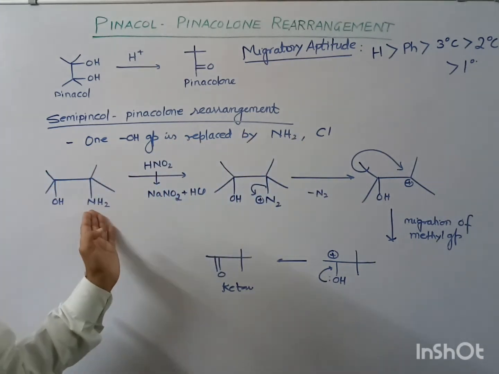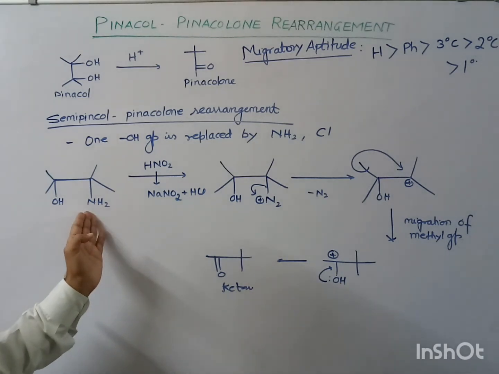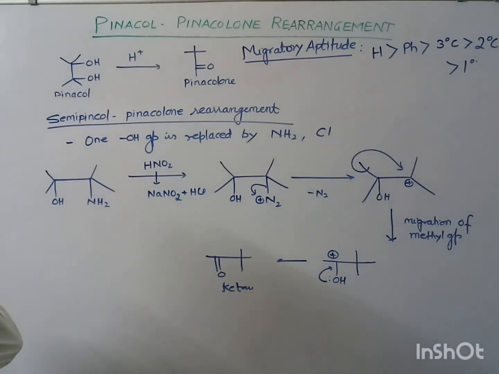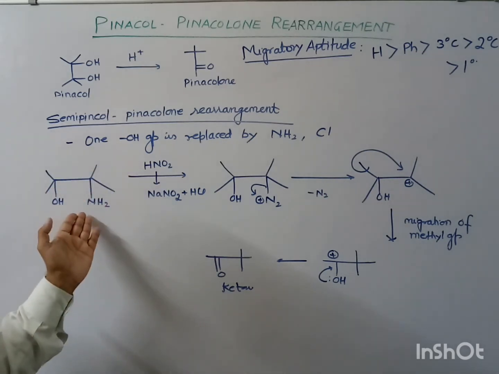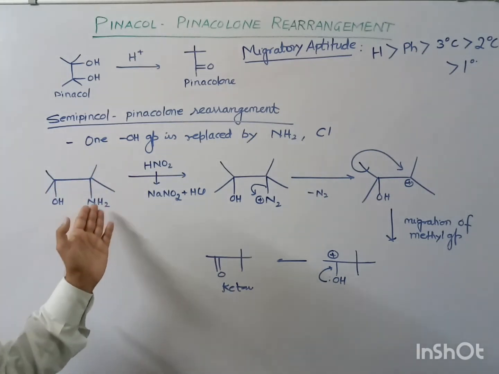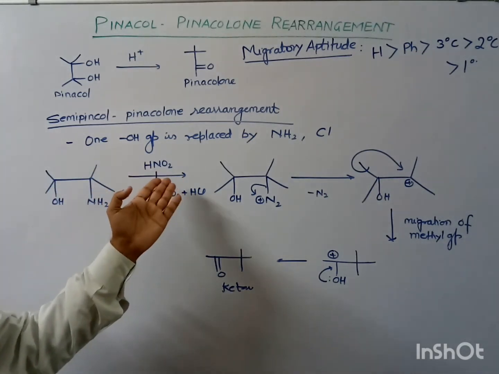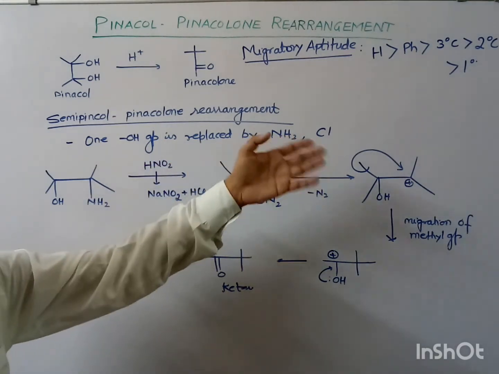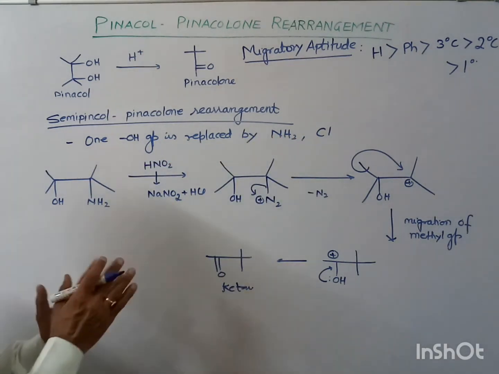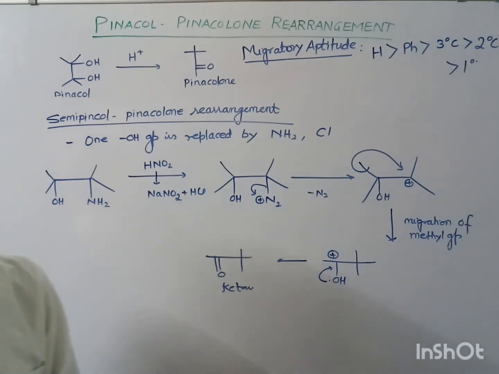So if the Cl is present, then Cl can be removed in presence of some silver salt, because the silver salt forms AgCl, and the silver can easily replace this chlorine to form the AgCl. So this is about the Pinacol rearrangement.